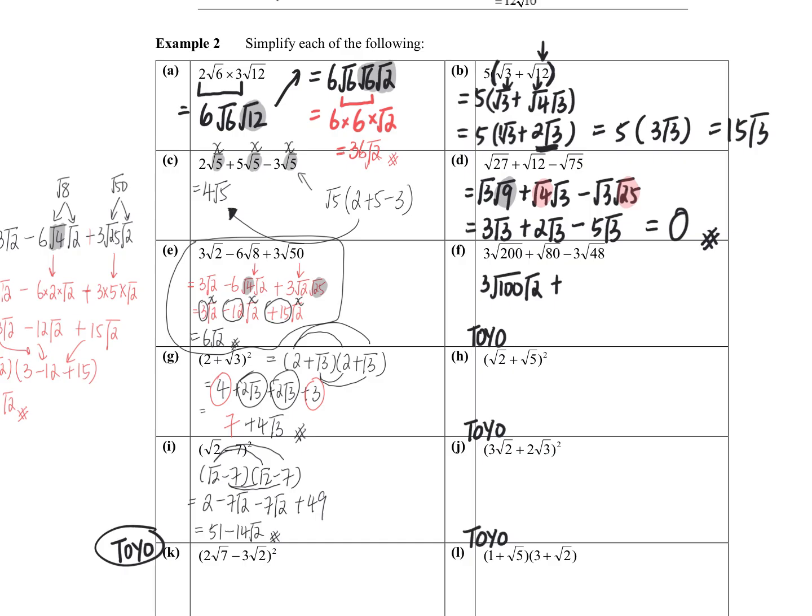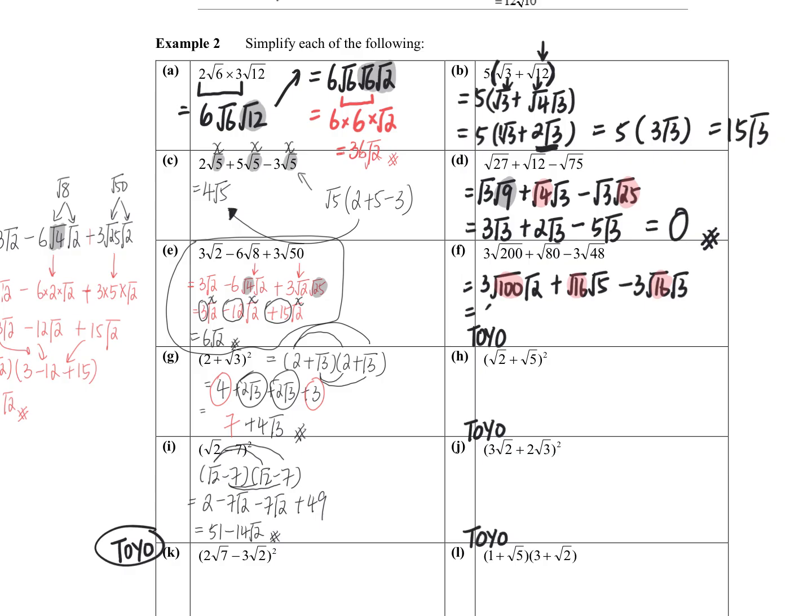Is there a perfect square? 16 and what? 5. Okay, what about 48? 16 and 3. So always try to split it up into the biggest perfect square possible, so that you don't have to simplify so many times. Okay, so the 100, the 16, all can change to whole number.